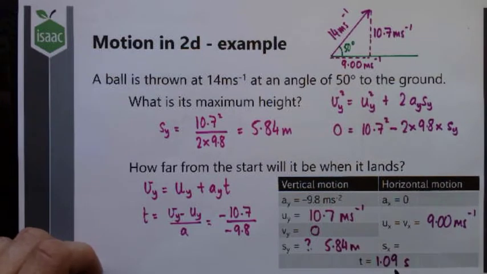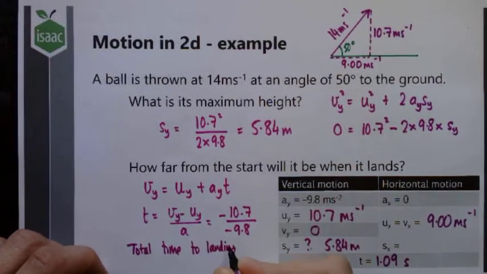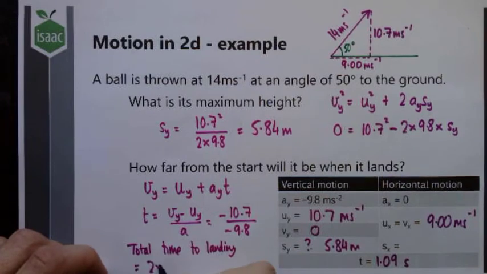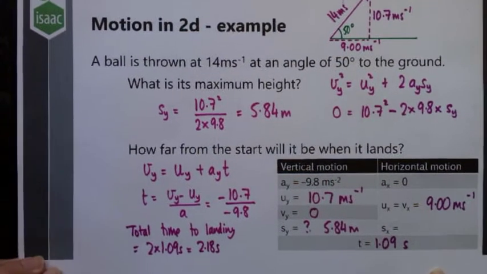So if it takes that time to get to the top, it'll take an equal time to get to the bottom. So the total time to landing is going to be twice that, which is 2.18 seconds. And that enables me to work out the distance to landing.